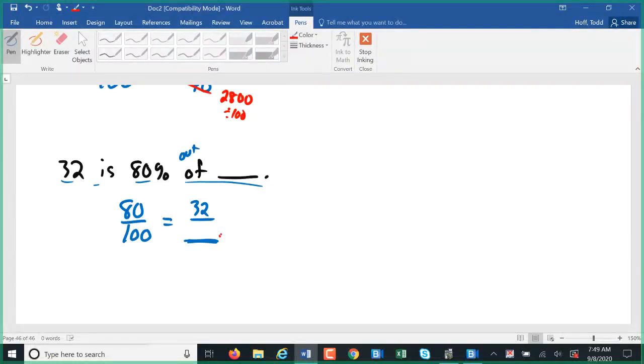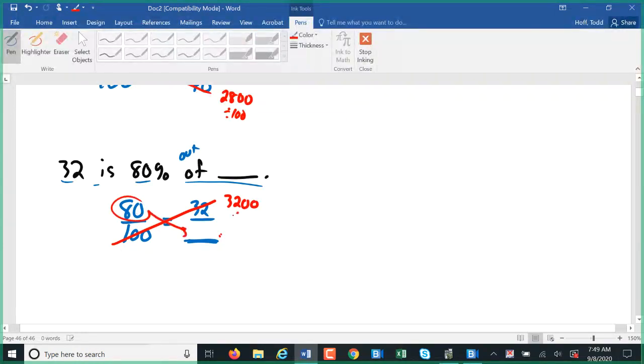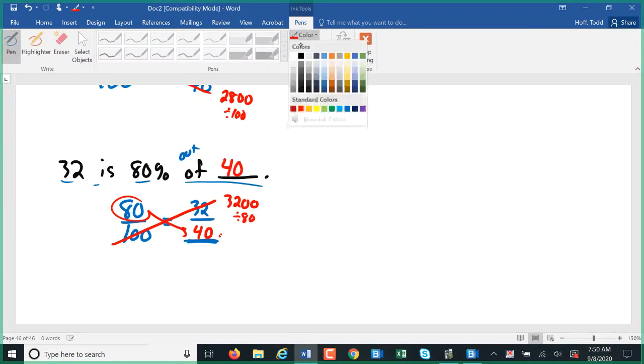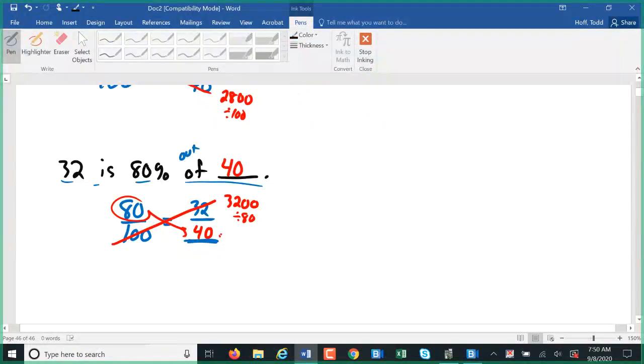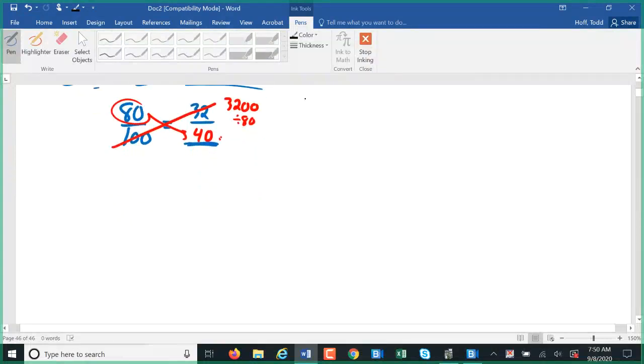We find the two numbers that are diagonal. In this case, it's the 100 and 32. 100 times 32 is 3,200. Then we divide by the number that's diagonal with our missing number. We're going to divide by 80. 3,200 divided by 80 is 40. So 32 is 80% of 40. So even though it was different pieces missing, it was the exact same calculation. Cross multiply and divide.